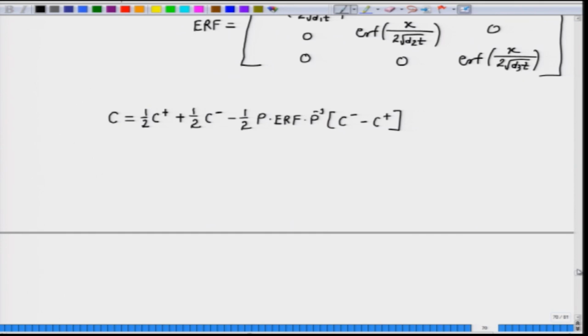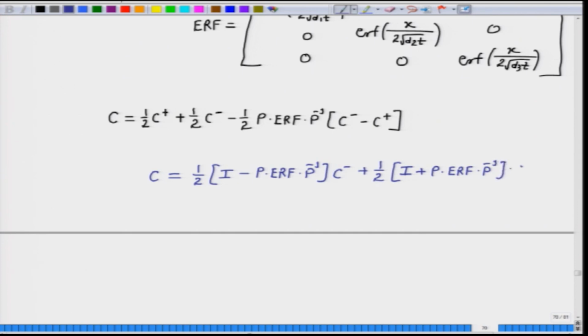Okay. We can arrange this in a better, more good looking form as C is equal to half into I minus P times ERF times P inverse times C minus, plus half into I plus P times ERF times P inverse into C plus.